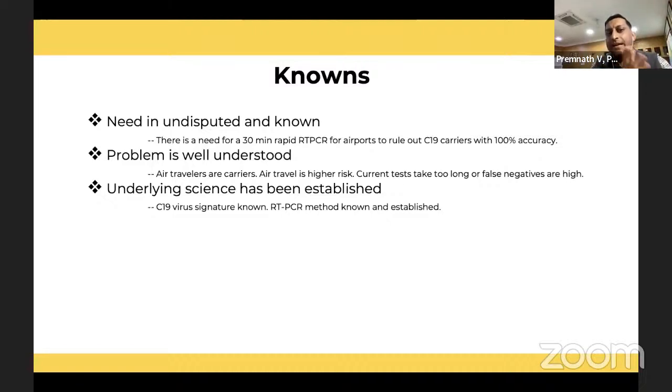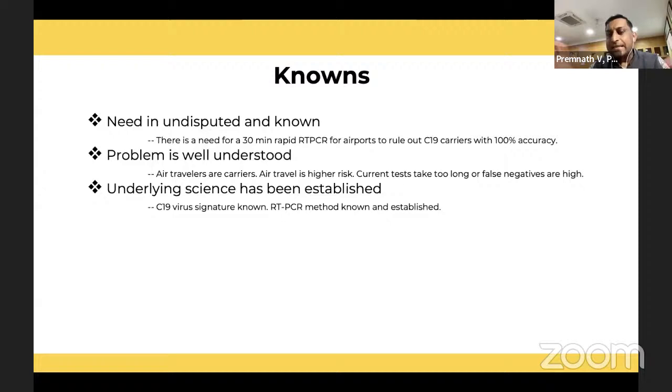Now, if that was the case, this is a need, and I think it's fairly undisputed. And the problem is well understood. That means air travelers are big carriers of this disease. Air travel has higher risk. Current tests take too long, and false negatives are high in the case of some of the rapid kits that are available.